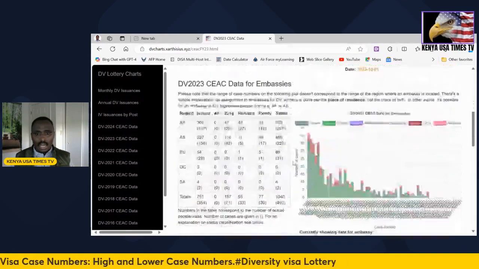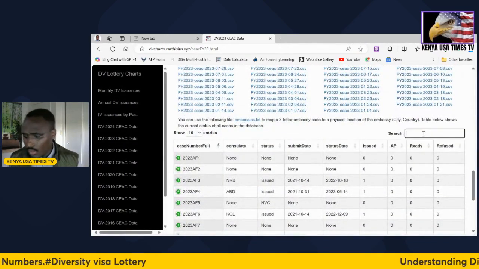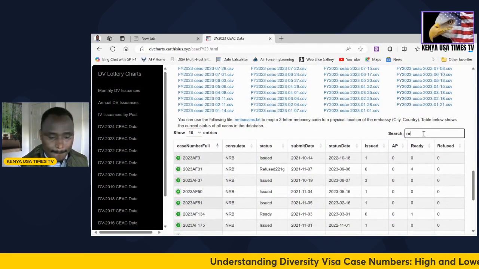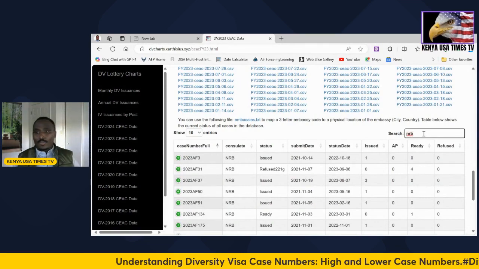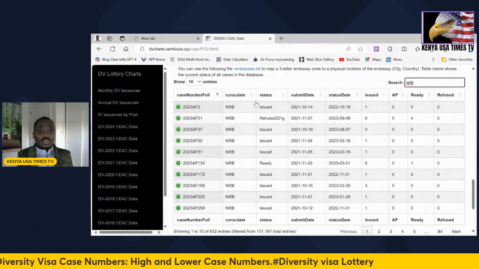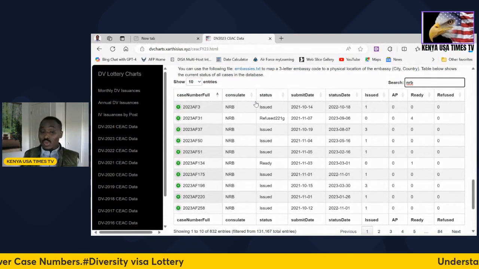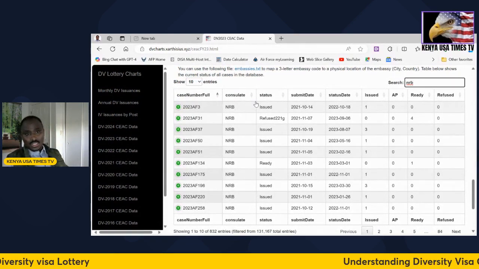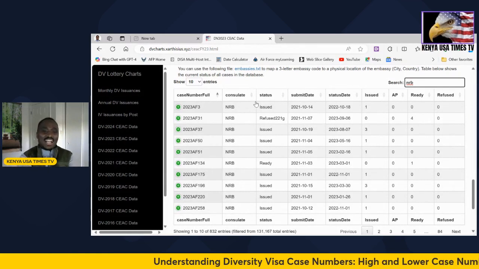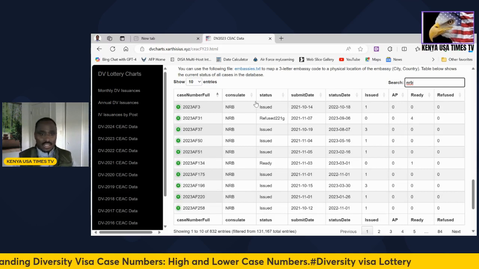Let's see for 2023, so that we may now see the highest or the lowest case numbers, NR. Yes, this is my year, DV 2023. The lowest case number for Nairobi was 3, and it was issued. It was a single person. I know this person from Eldoret. I don't want to say the name.